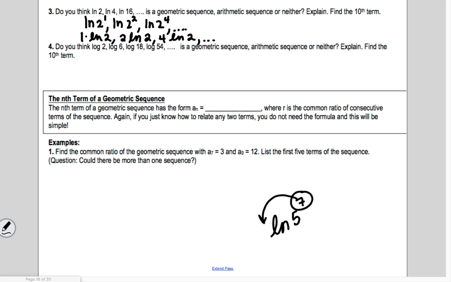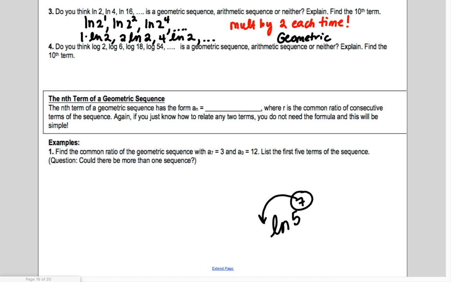So are we multiplying by something every single time? Are we adding something every single time? Are we doing neither? Multiplying by what? 2. Yep, so we're multiplying by 2 each time. Right? Because I started with 1, and then the next one had a 2, and then a 4, and then it's going to have an 8, and so on. So this is going to be a geometric.